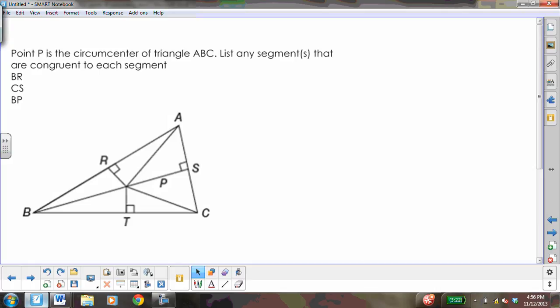CP is the circumcenter of triangle ABC. List any segments that are congruent to each segment below: BR, CS, and BP. So let's start off. Circumcenters are constructed from perpendicular bisectors.